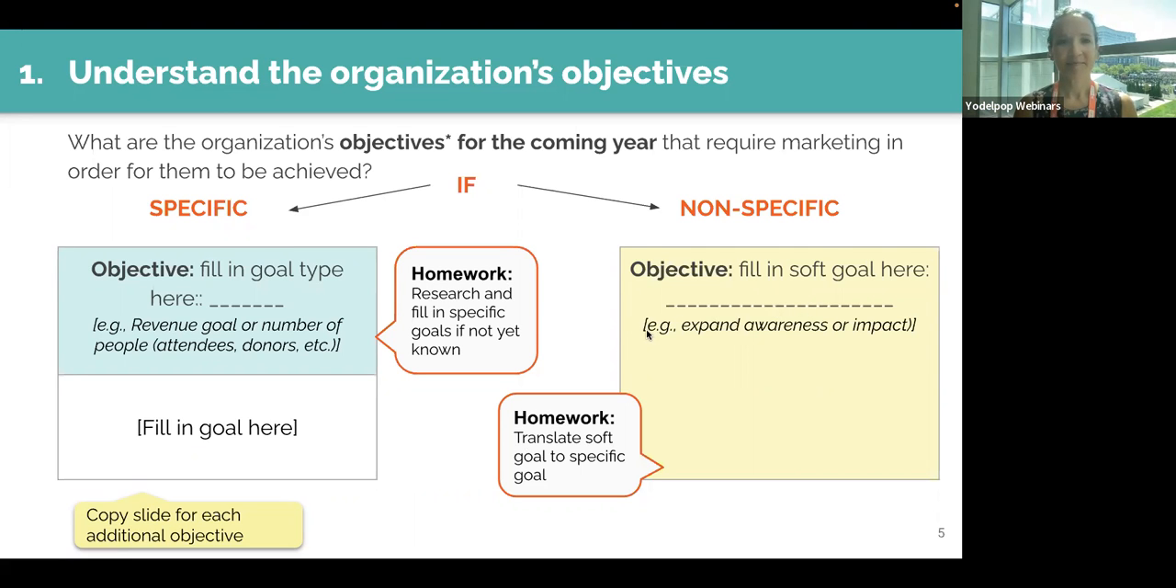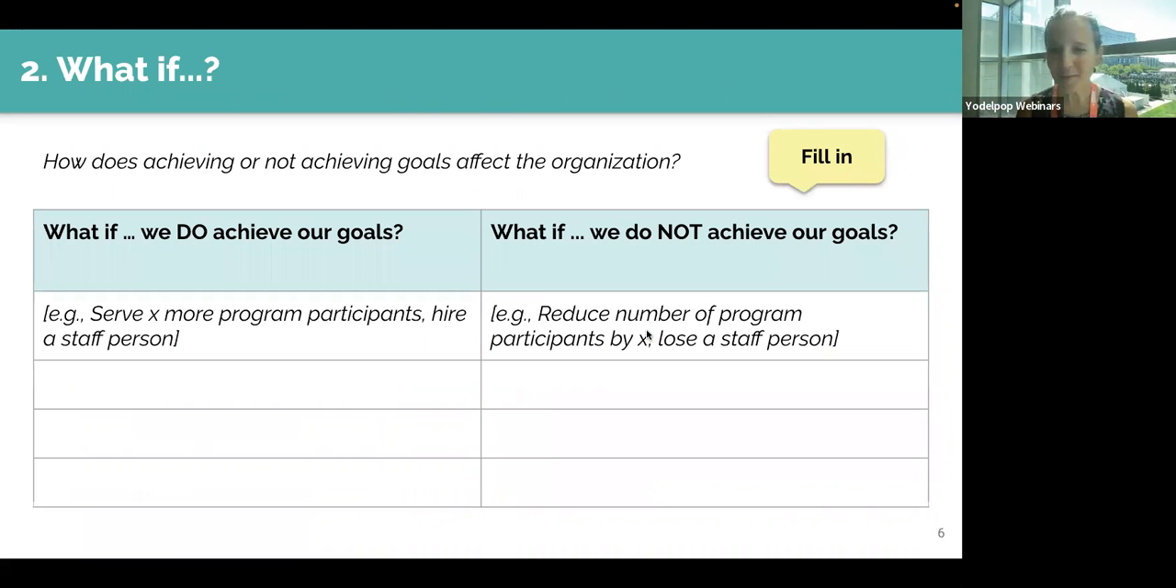Next step, what if? Let's talk about what if scenarios. How does achieving or not achieving the goal that we just talked about in the last slide affect the organization? And let's get real here. Let's get really honest. What if we do achieve our goals? What are the hopes and dreams of the people around me that I eat lunch with every day or that I Zoom with every day? What do we hope to be able to do?